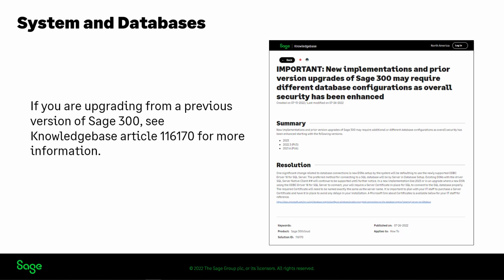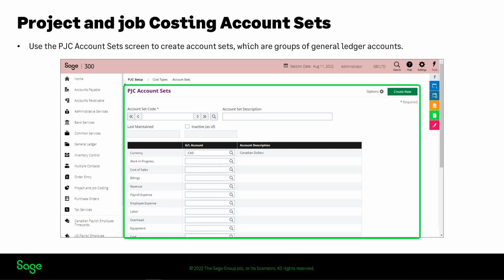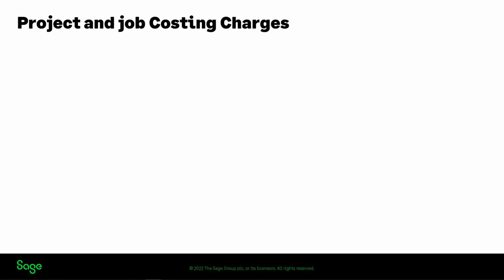If you are upgrading from a previous version of Sage 300, you may need to make some changes to your system setup. For more information, see Knowledge Base Article 116170. This release includes new web screens for project and job costing. You can now use the Account Set screen to create groups of general ledger accounts, which you assign to contracts to identify the general ledger accounts to which you post project and job costing transactions for each contract.